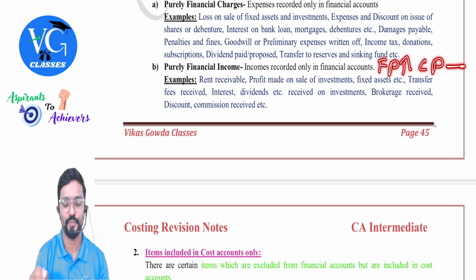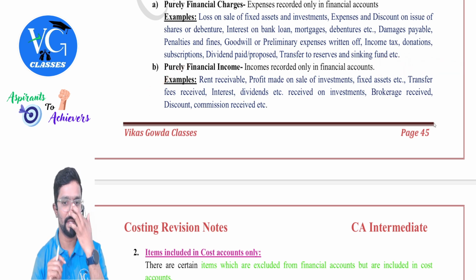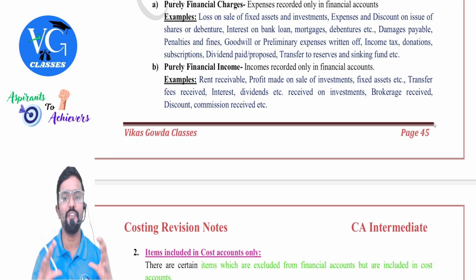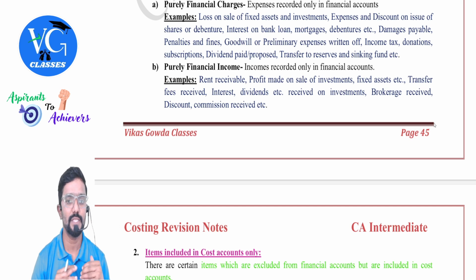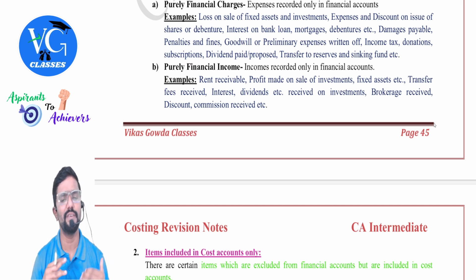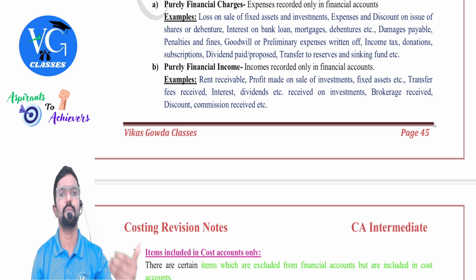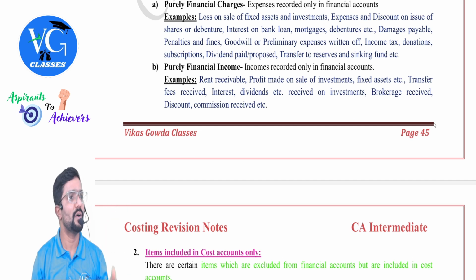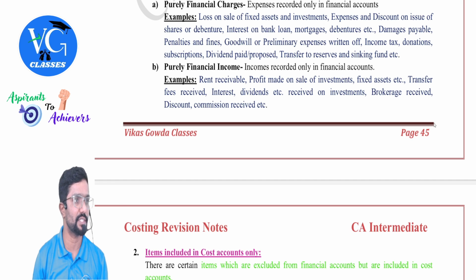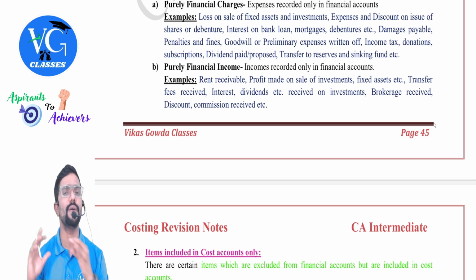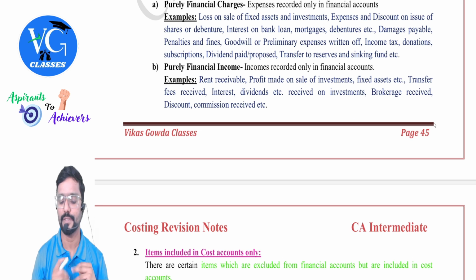No change. What are those examples? Rent receivable, profit made on sale of investments, fixed assets, etc. Transfer fees received, interest, dividends received, or income received on investments. That is, you would have invested in shares for which you get dividend, or you would have invested in bonds or debentures for which you get interest, or even if you would have kept an FD or any deposit for which you earn interest. These incomes are recorded only in financial books, guys.